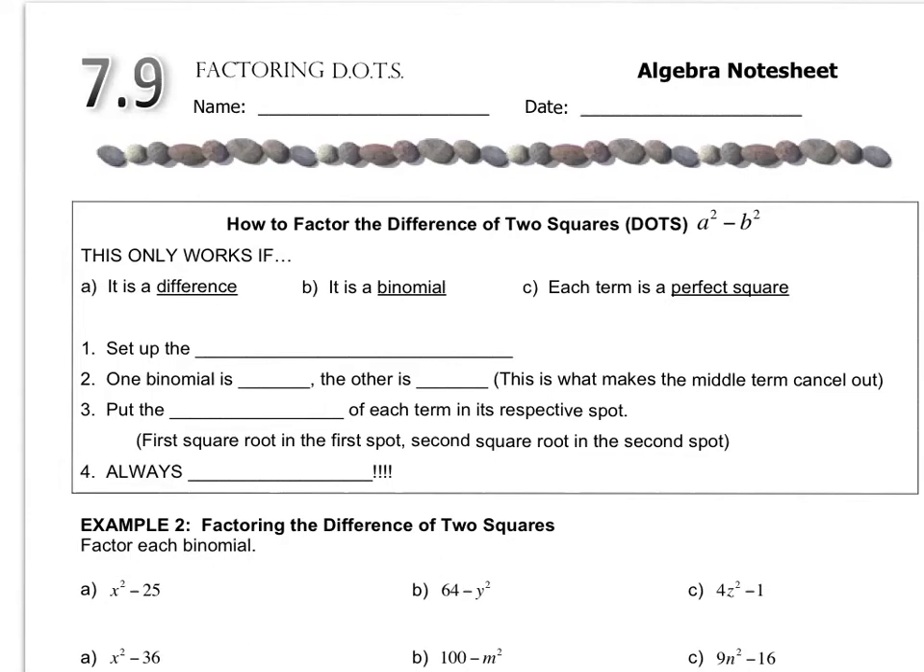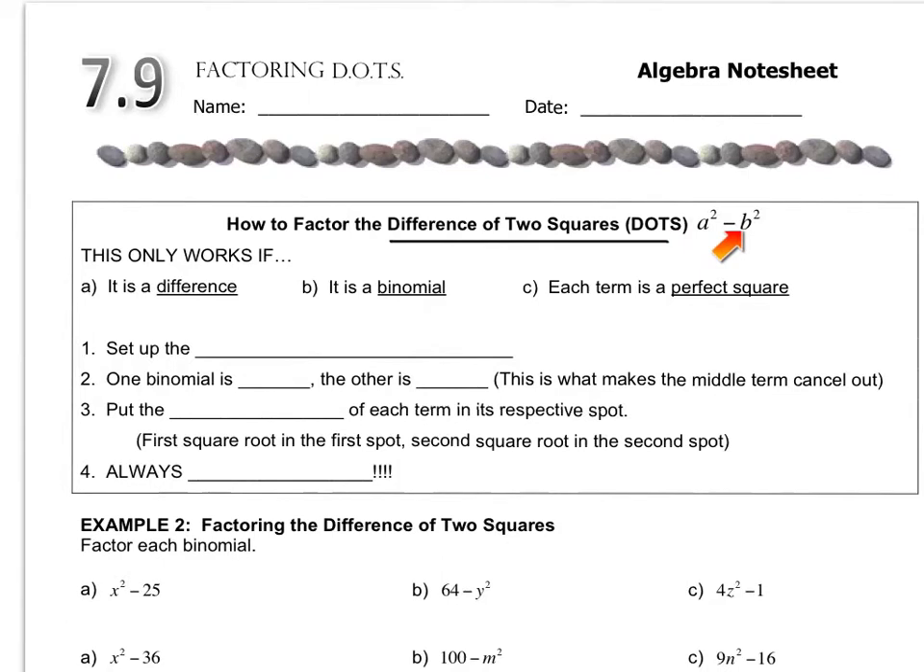For this type of factoring, I call it DOTS, and it stands for difference of two squares. It is one of the simplest forms of factoring, and there are three requirements. It has to be a difference, meaning that it has to involve subtraction. It has to be a binomial, so there are only two terms. And it has to be perfect squares, meaning that this term has to be a perfect square, and this term has to be a perfect square.